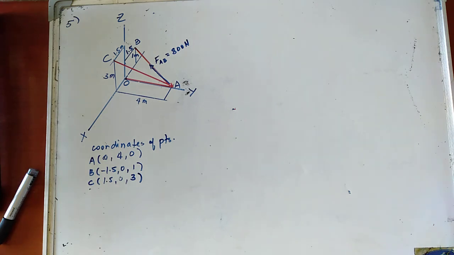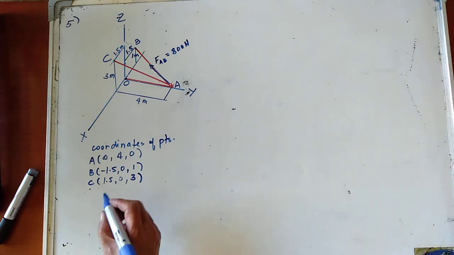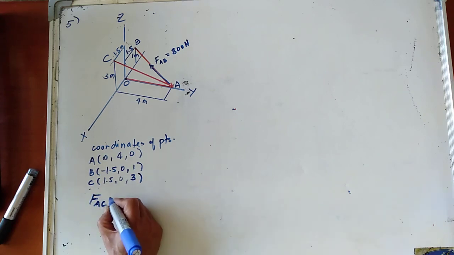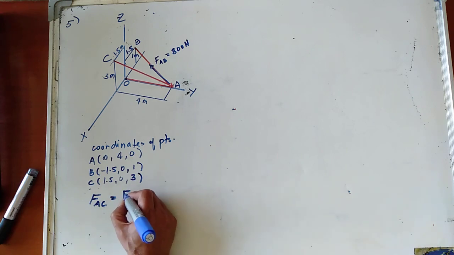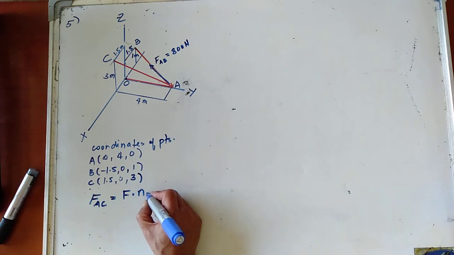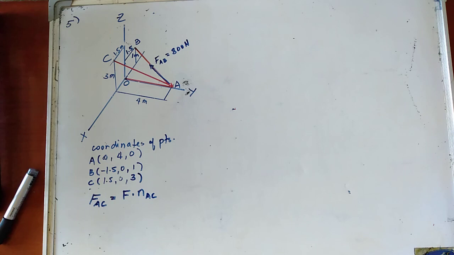So we're required to determine the projected component of the force along cable AC. If you take a look in here now, the component of that vector along AC is now equal to the vector dot a unit vector AC. So that is the desired direction where the component of that vector is required.